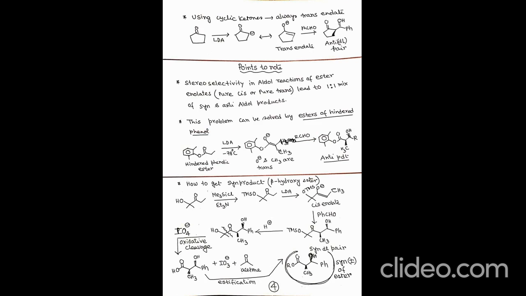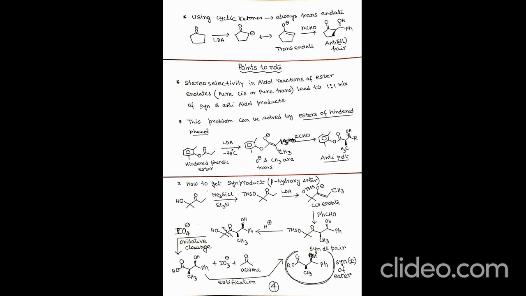Now let us discuss the last category, where our ketone is a cyclic ketone. In that case we will always have the trans enolate. As a result, the final condensed product will have the anti DL pair as a major.